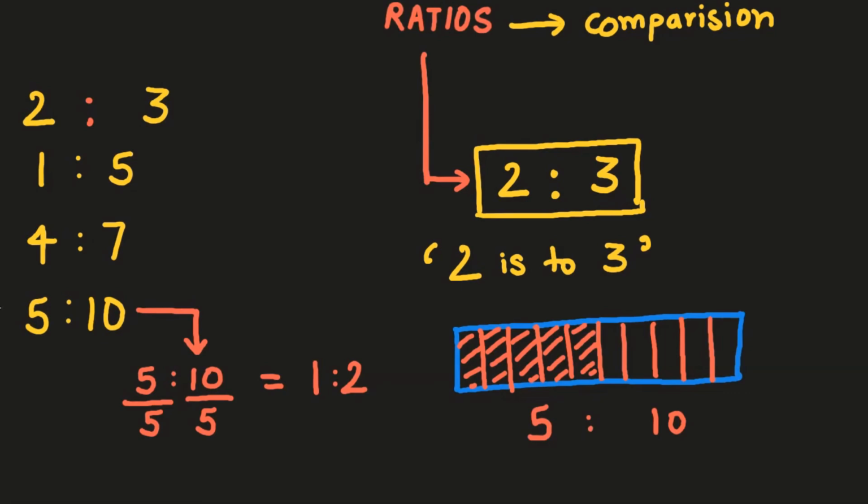So I can also write this as one part. I can consider this one part and I can write it as 1 is to 2. In the same way, I can write it as 1 is to 2 also. So this is both 5 is to 10, which is in the standard format, and 1 is to 2 in the simplest form.